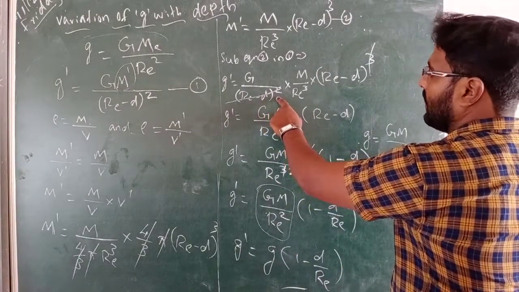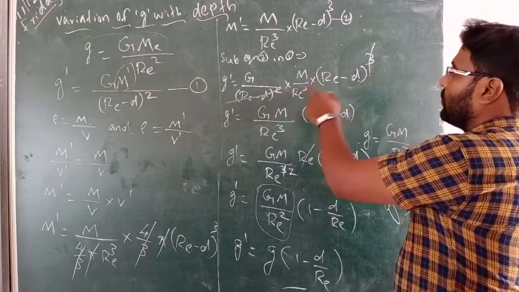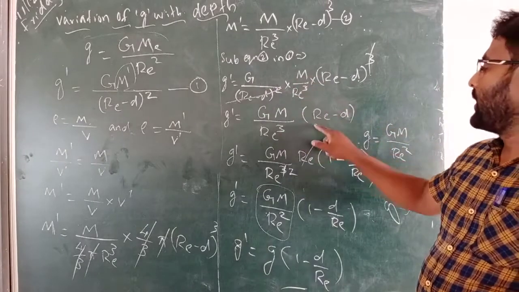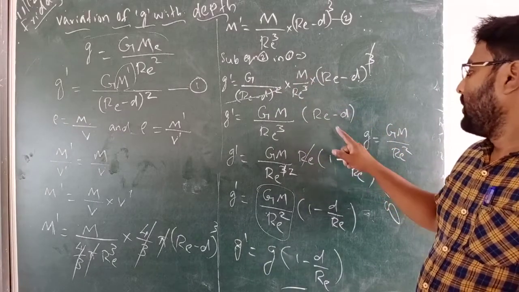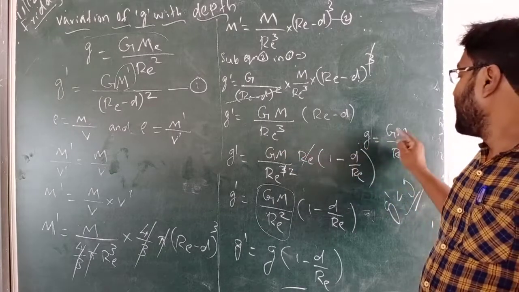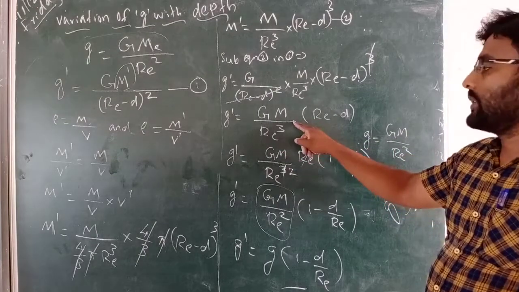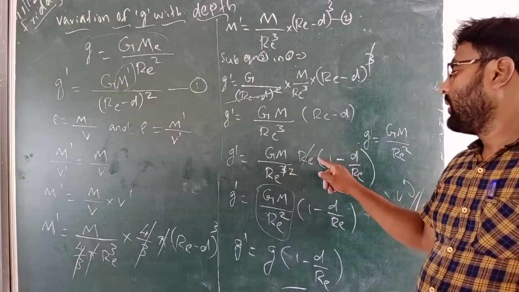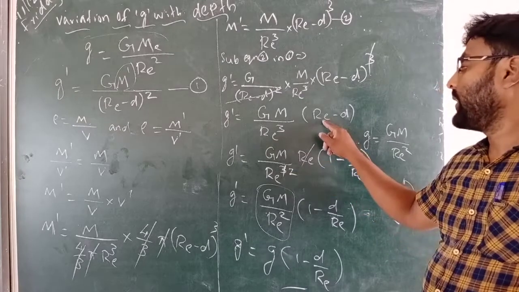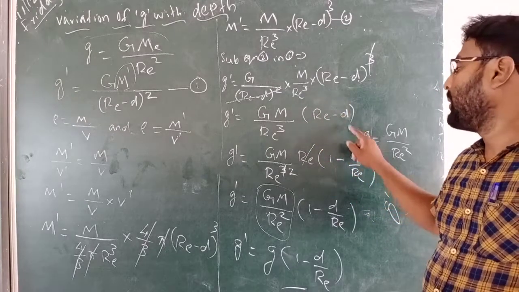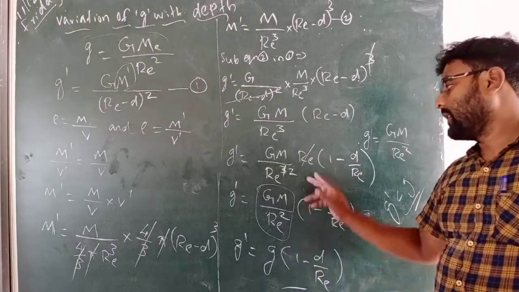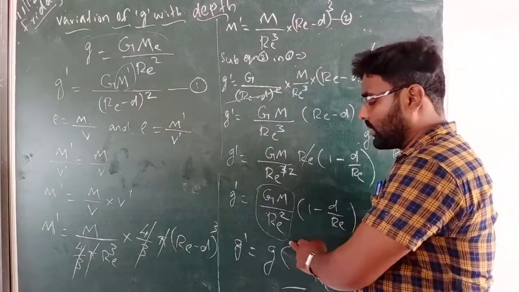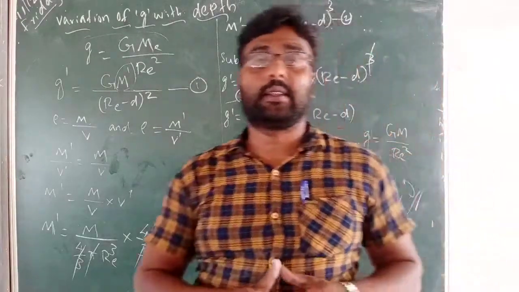Over r e minus d square, r e minus d cube. Here 2 cancel, remaining 1 will be there. Then g m by r e cube into r e minus d will come. From here we know that g value is g m by r e square, so take this r e outside. So g m by r e cube, taking r e outside, we have 1 minus d by r e. Then cancel this r e, we get the equation. Instead of this g m by r e square, we write g.